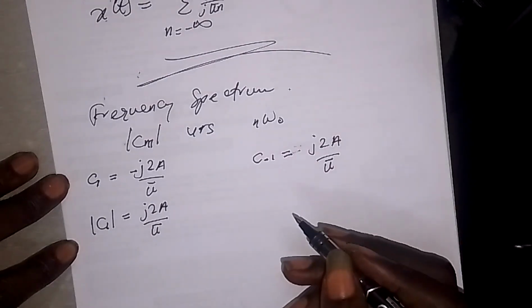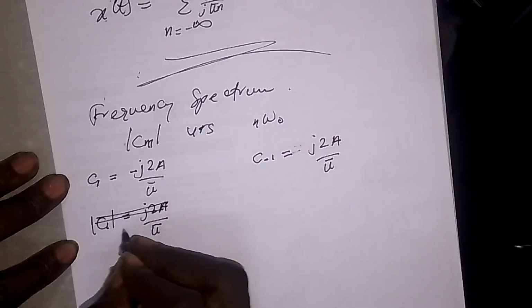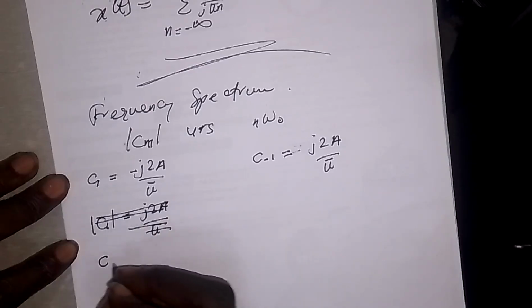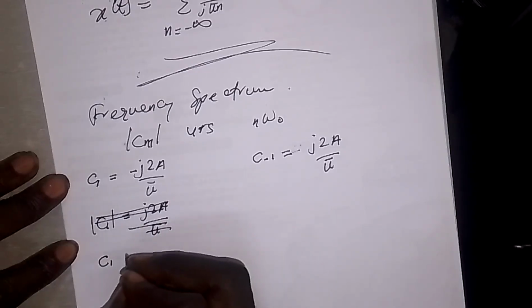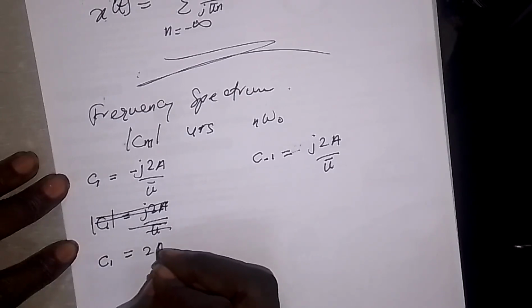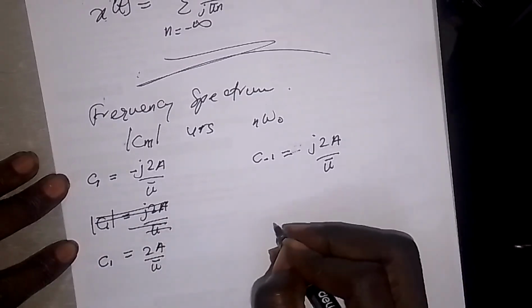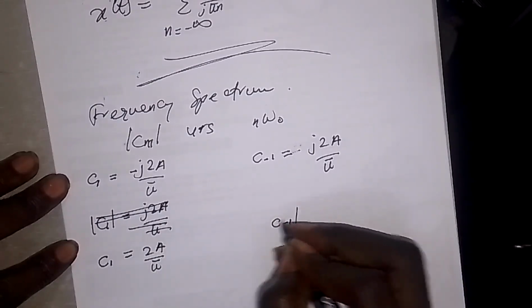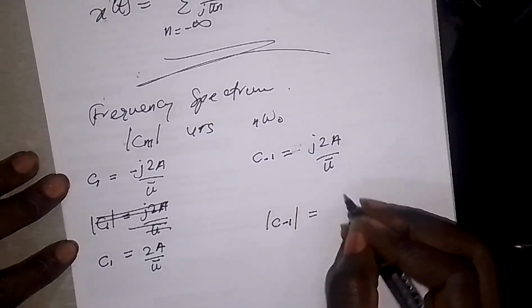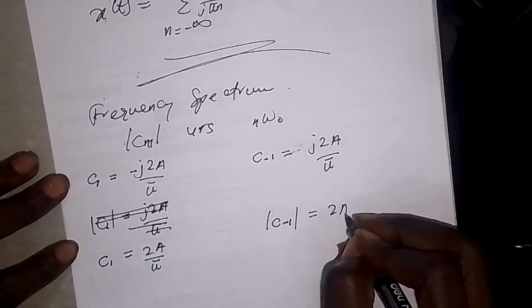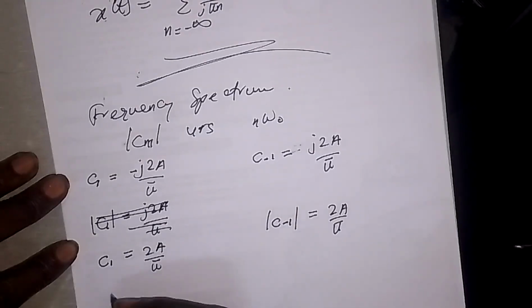I'm so sorry. If I take the modulus, there will be no j. If I take the modulus, C1 is equal to 2a over pi. And here it will become negative C1 modulus. The j will disappear, and it will become 2a over pi.